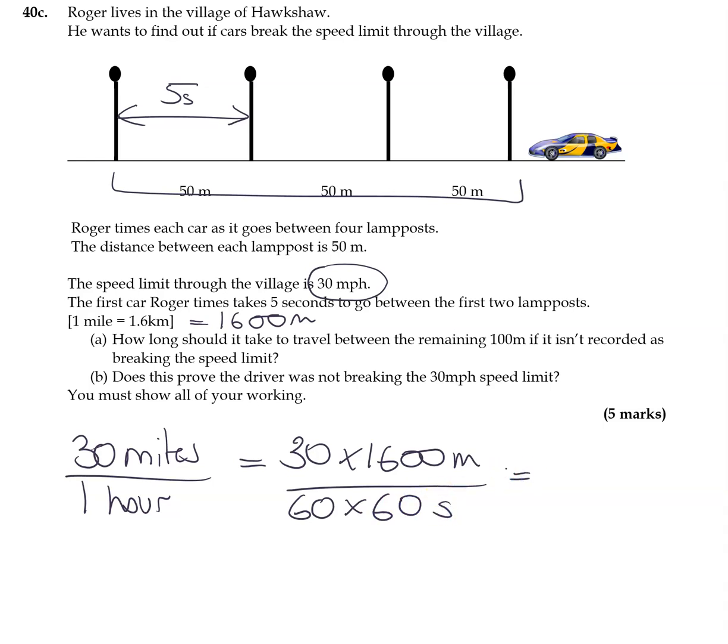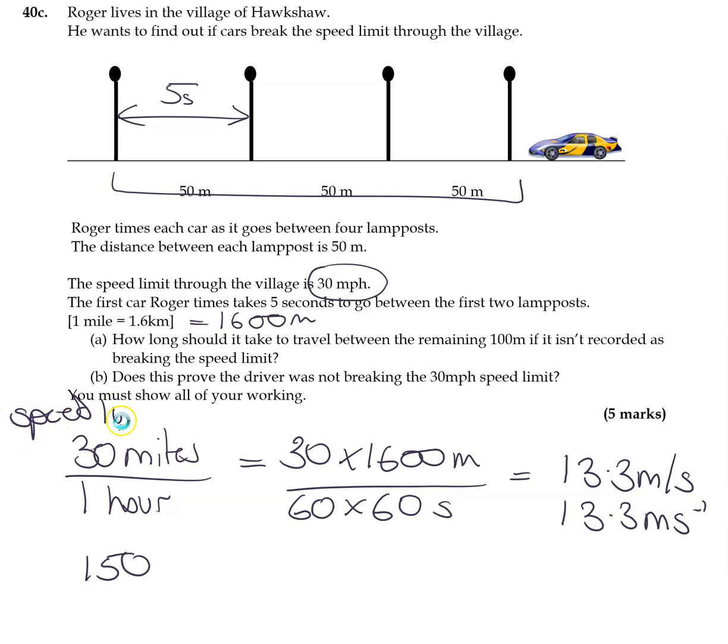So if we work that out on the calculator, we end up with 13.3 metres per second. Sometimes written like this. But anyway, so the speed limit is 13.3 metres every second. Now, we know 150 metres, so I should have really written down the speed limit, is that. Okay, let's give it that little bit there.